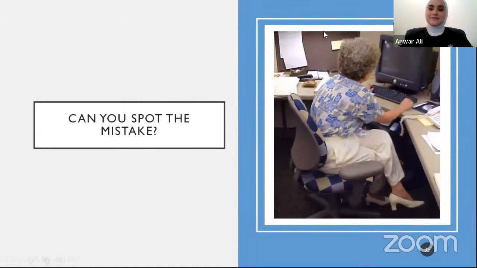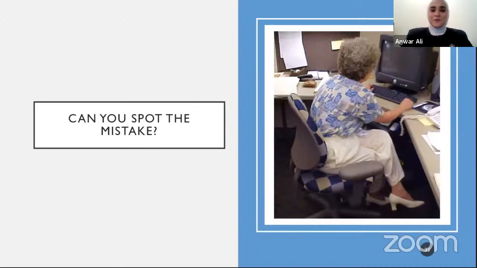That's the final one. Disaster, yes. She's close to the monitor. Leg posture, she has her leg crossed, yes. And again, her arm is not in the neutral position. True. Well done. Good job.